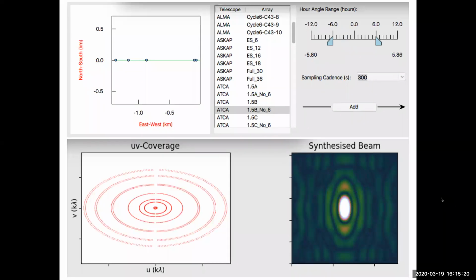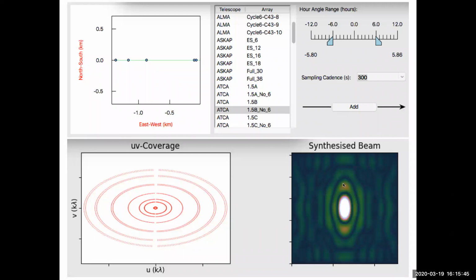So here's the same configuration, but I've run it for 12 hours from -6 to +6, so half an Earth rotation effectively. And you can see it's filled in these circular tracks. It's just shy of 12 hours, so it doesn't completely fill in a circle, but just about. And now we've suddenly cleaned up our synthesized beam a lot better. It's a lot more circularly symmetric.